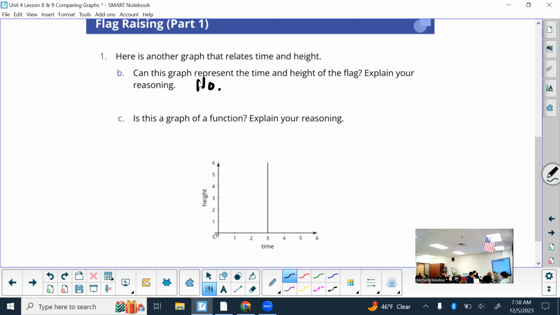So here's what else you probably could have said that the book says. They have a few responses. So assuming time is seconds and that height is meters, this graph shows the flag being at all heights between 0 and 6 meters at 3 seconds of time, which is impossible. Yeah, you can't be at all heights within 1 second.